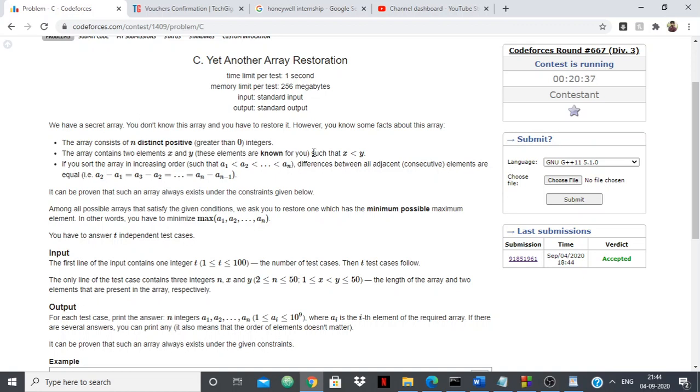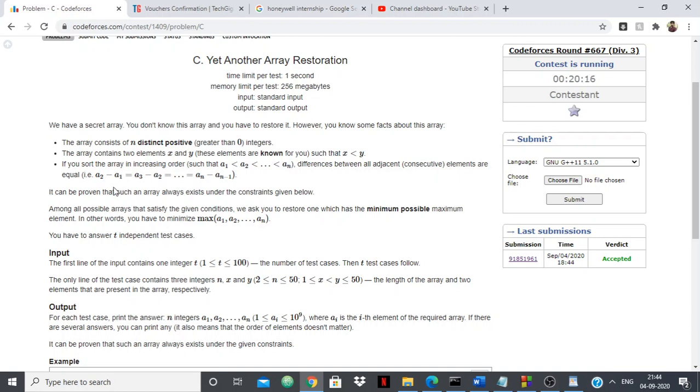But we do know some facts about this array, that is the array consists of n distinct positive integers and two elements x and y are known, x is less than y. And sorting the array, we have the elements forming an arithmetic progression, meaning all the elements have a common difference. So a2 minus a1 is equal to a3 minus a2 is equal to a_n minus a_(n-1).